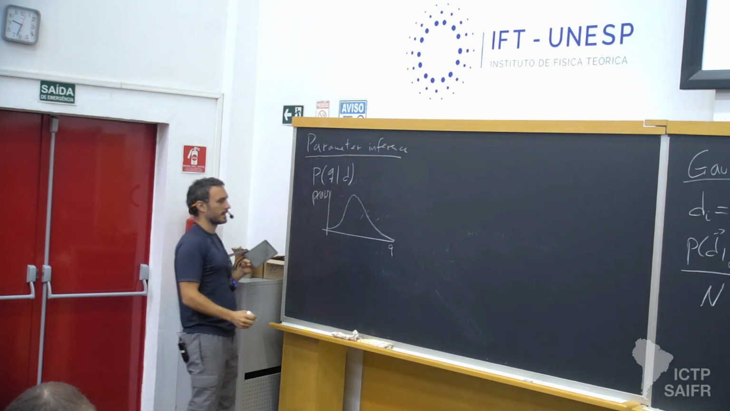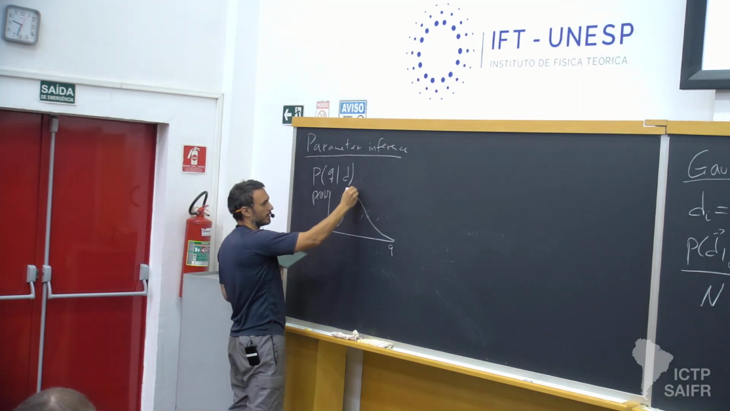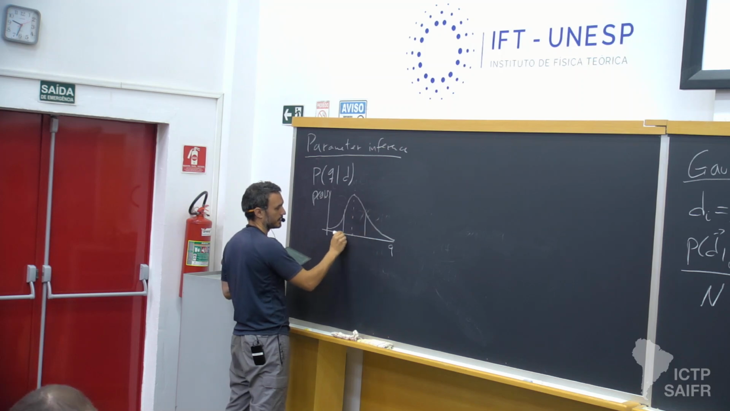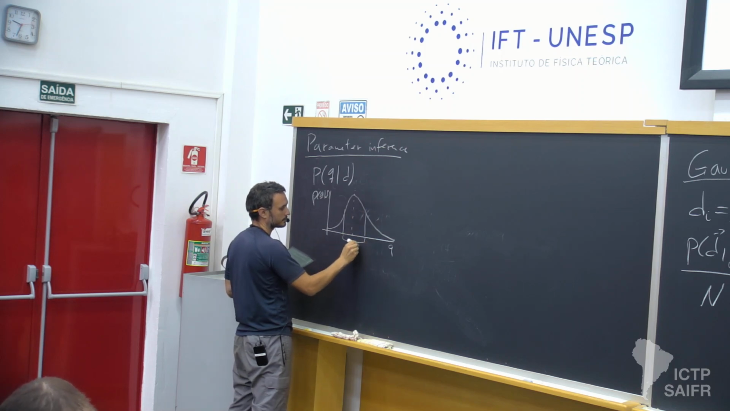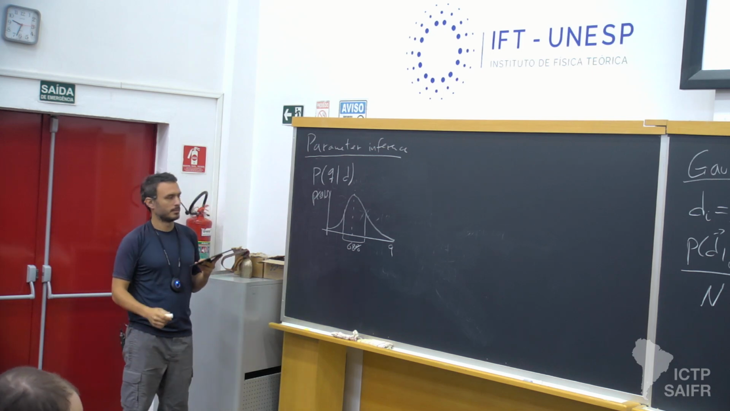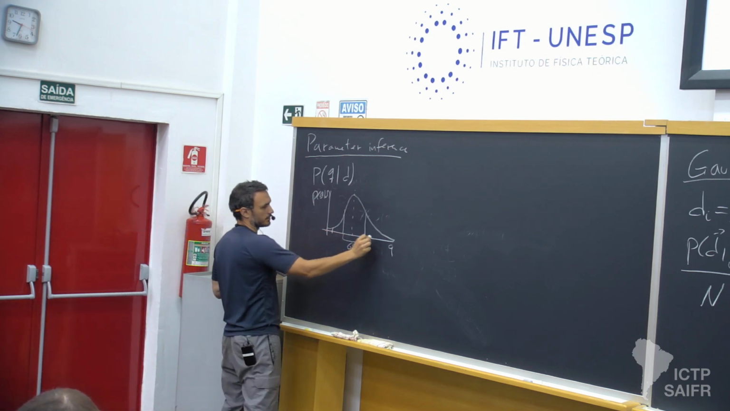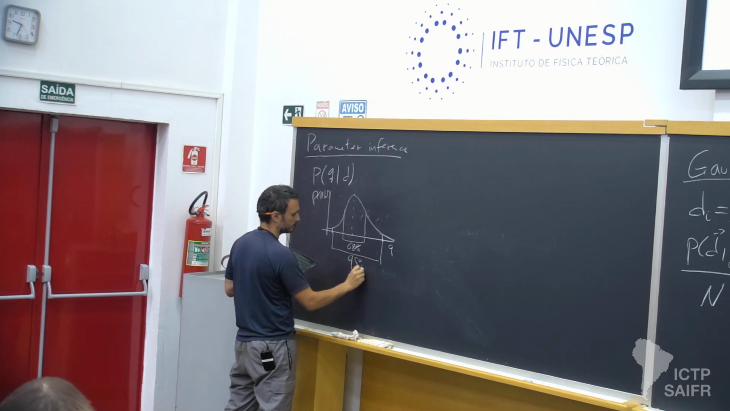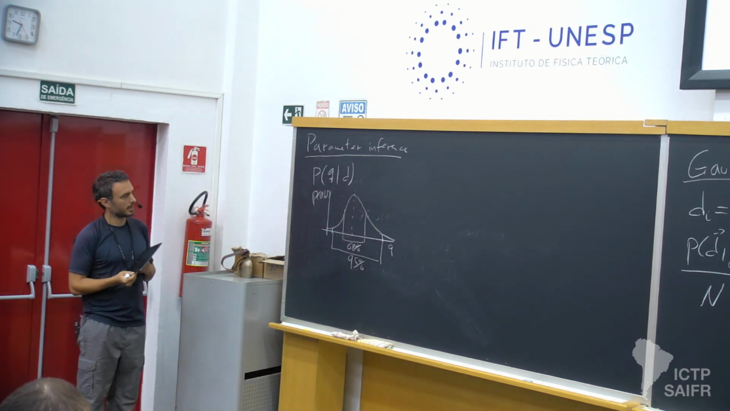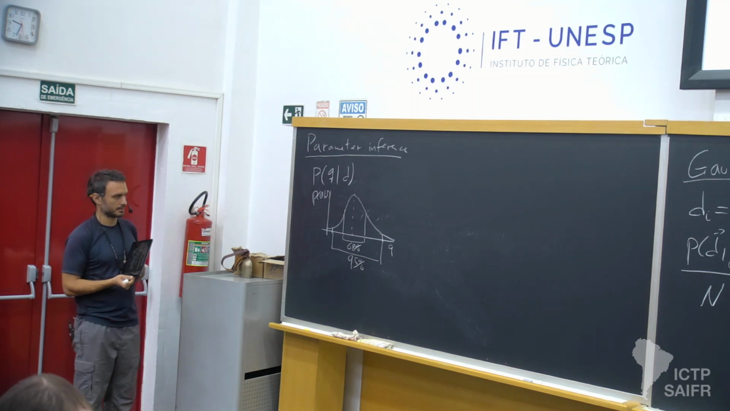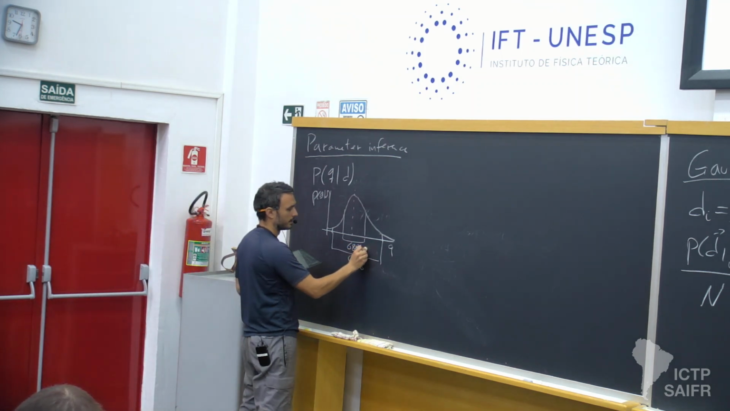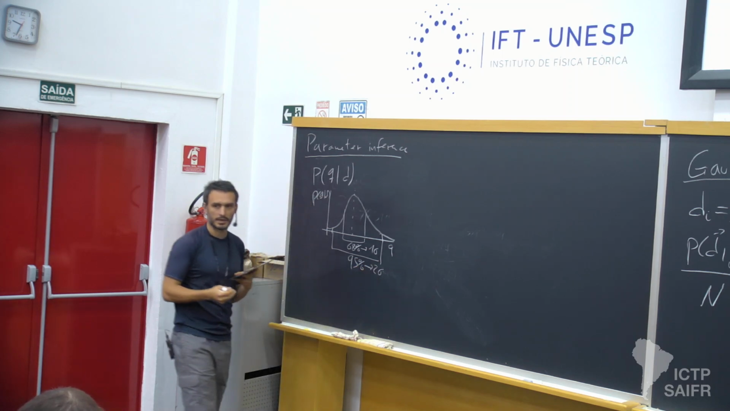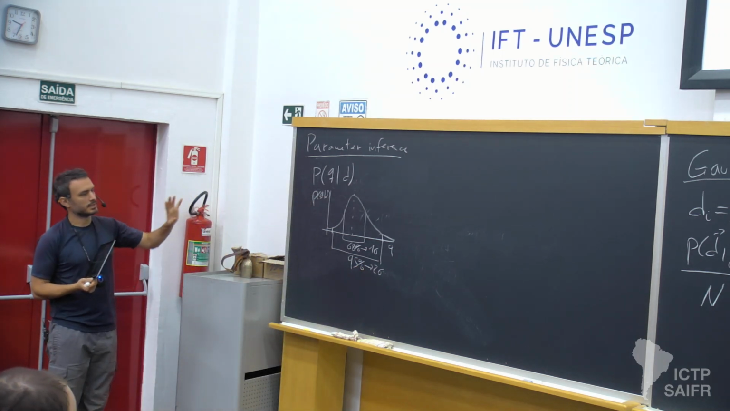And then you can calculate the confidence intervals, right? So around the mode of your distribution, what is the interval that contains, let's say, 68% of all the probability? What is the interval that contains, let's say, 95% of the probability, etc.? So this would be what you call the 1 sigma confidence interval or the 2 sigma confidence interval for that parameter. Okay, that's very easy if you have a single parameter.